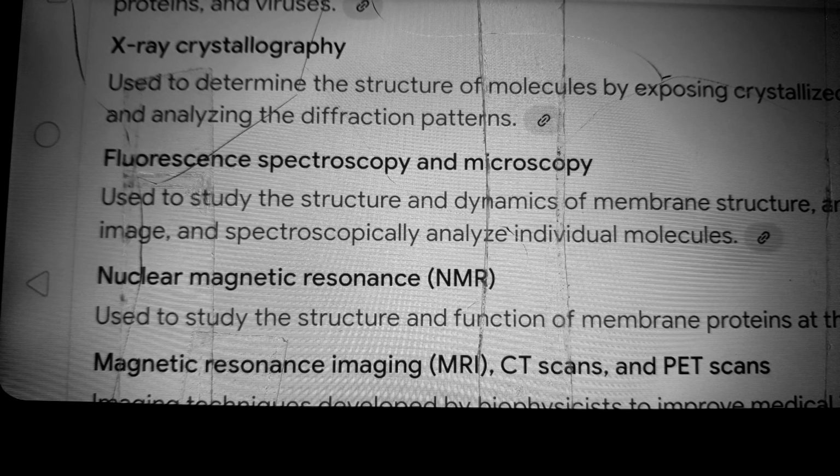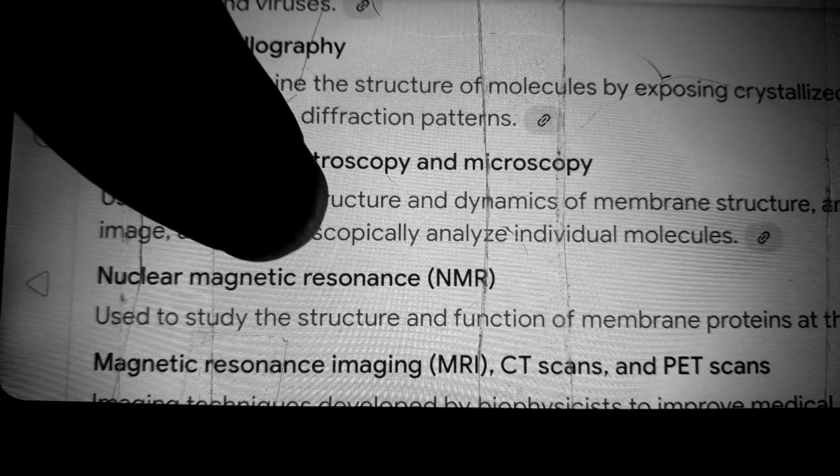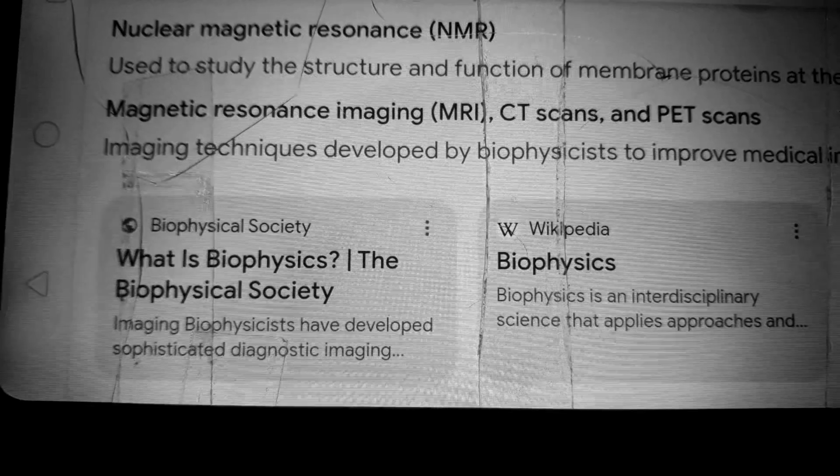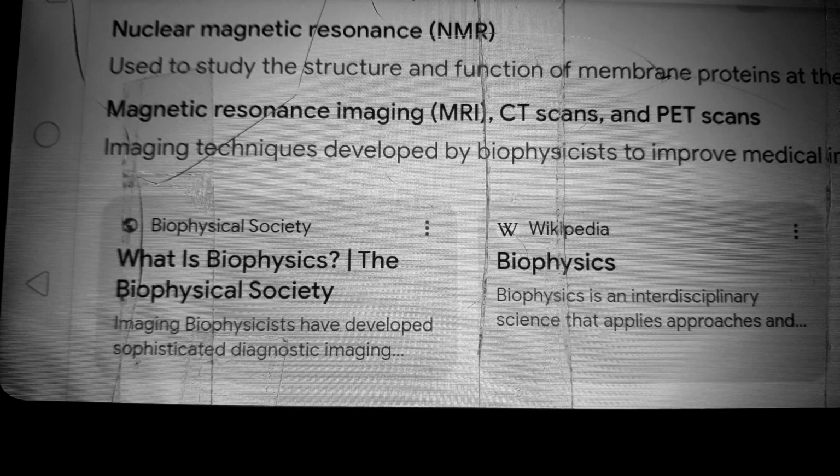Fluorescence spectroscopy and microscopy, used to study the structure and dynamics of membrane structure and to directly detect, image, and spectroscopically analyze individual molecules. Nuclear magnetic resonance, NMR, used to study the structure and function of membrane proteins at the atomic level. Magnetic resonance imaging, MRI, CT scans, and PET scans, imaging techniques developed by biophysicists to improve medical imaging.